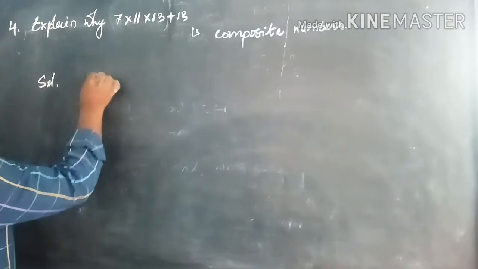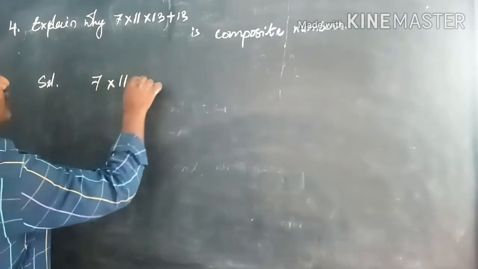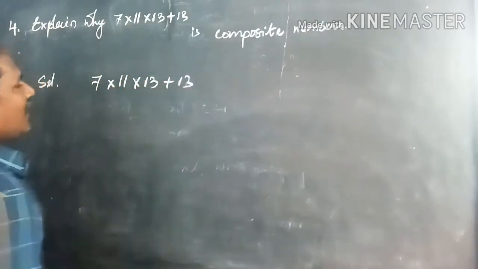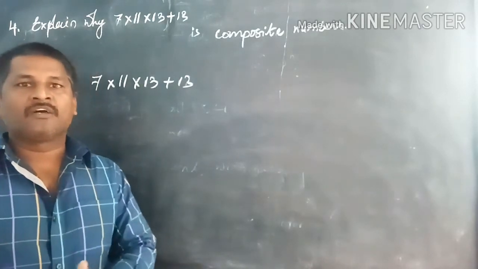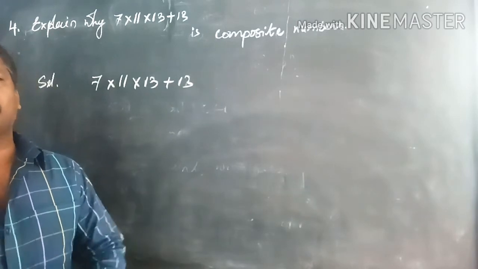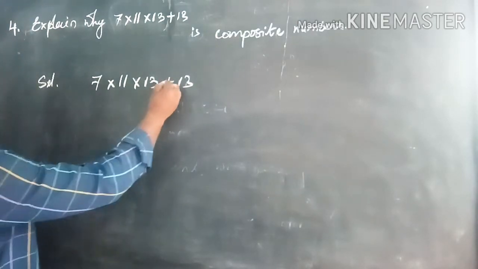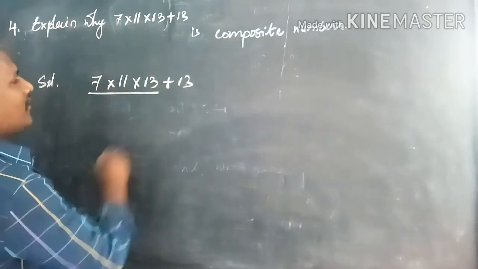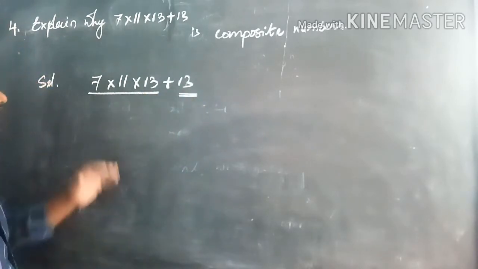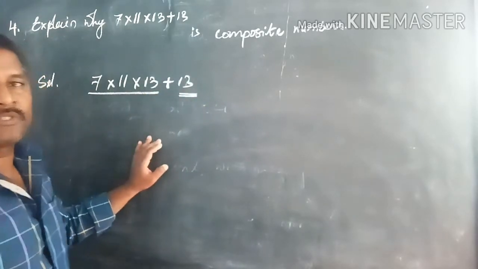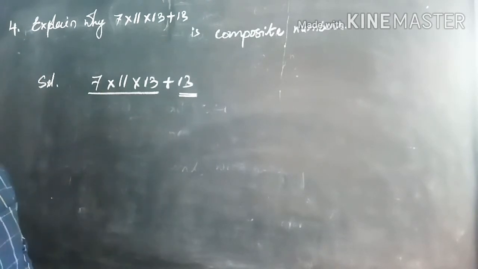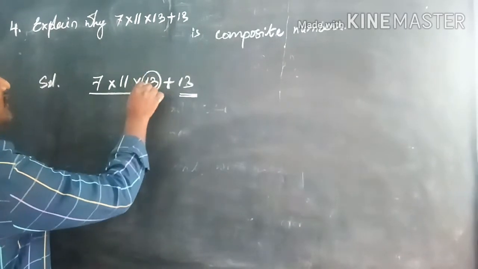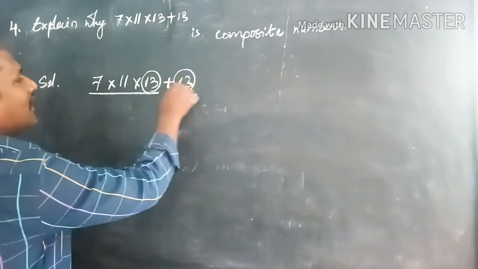Solution: the number given is 7 into 11 into 13 plus 13. As you know, a mathematical expression has terms separated by plus or minus. That means here, before the plus is one term and after it is another term. Here the question has only 2 terms. So between these 2 terms, what is the common factor? You have to select it. Here 13 is present in the first term and 13 is present in the second term.